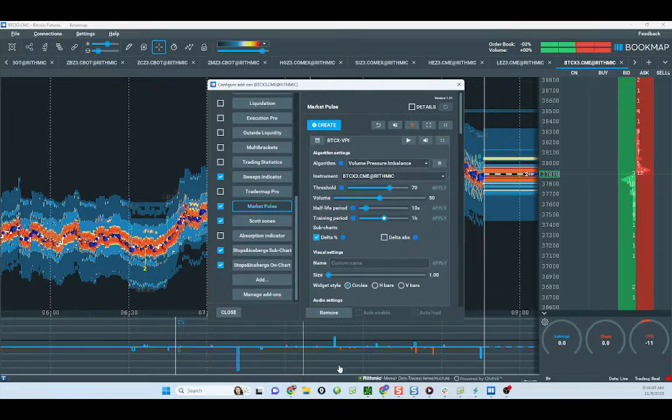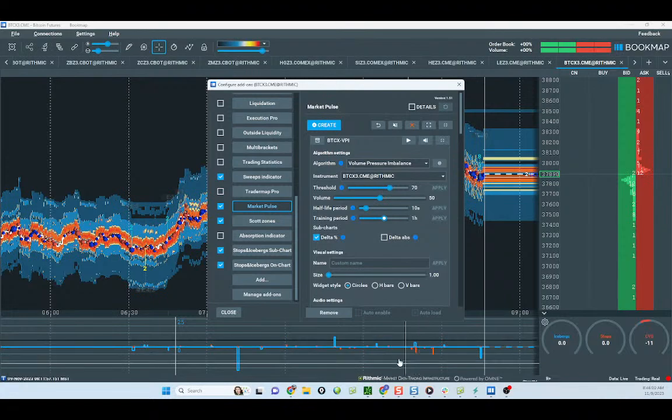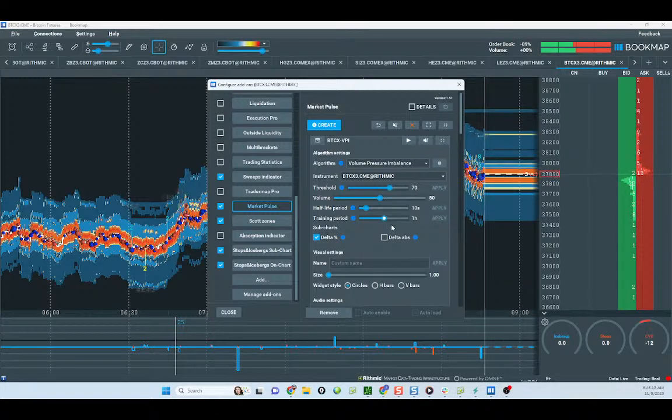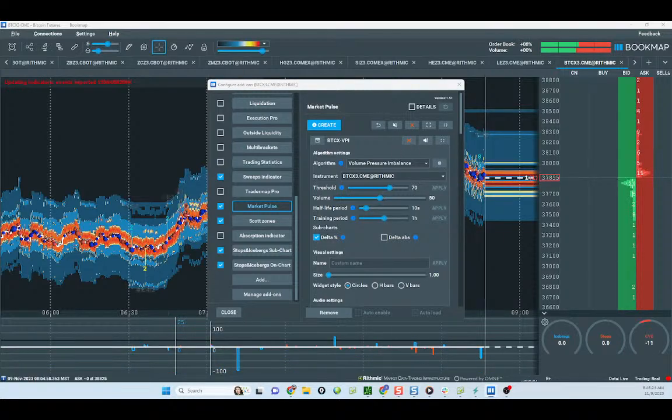So it'll start to draw that black little spike that I showed you when the market gets to at least 70% of the most buying or selling for the last hour. I have it set at an hour, 70%. Then you start it, and then it looks like this. It'll load up.